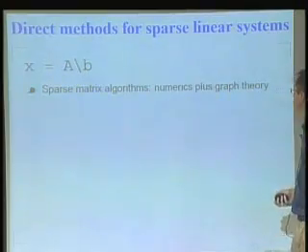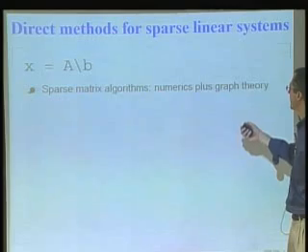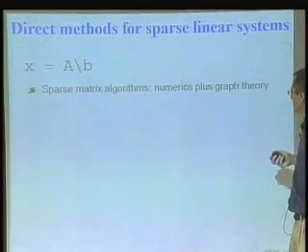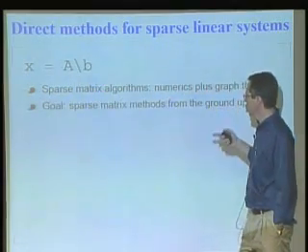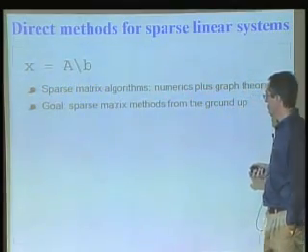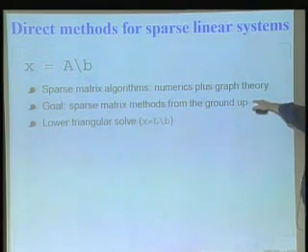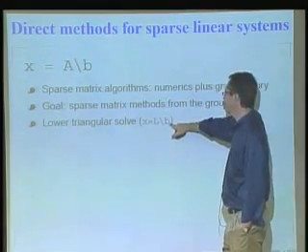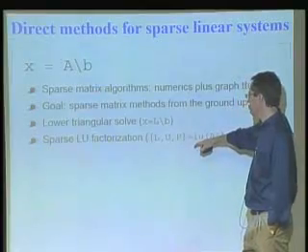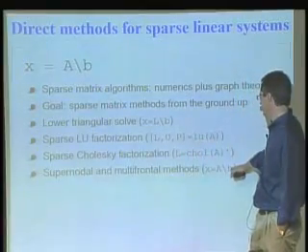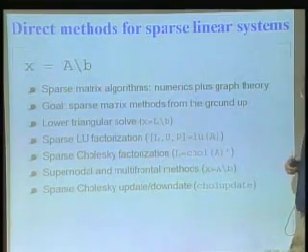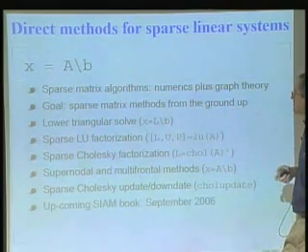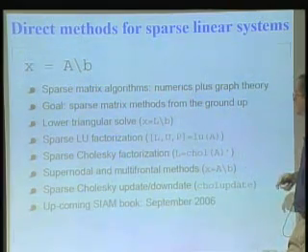So anyway, let me wrap up. We've got direct methods for sparse linear systems, the backslash. Sparse matrix algorithms are a beautiful combination of numerics plus graph theory. The goal of this course is sparse methods from the ground up, from scratch. We'll look at the lower triangular solve. We'll look at sparse LU, sparse Cholesky factorization. We'll look briefly at supernodal multifrontal methods. We'll look at the update downdate, and we'll look at a bunch of other methods as well that are in the book that I haven't touched on.